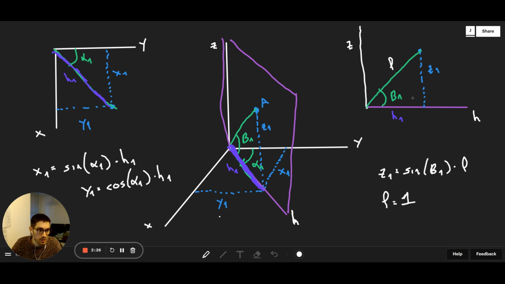Now, with all this data, we only need one more thing to do, and that is, let's say, what is h1? And h1 is the cosine of beta 1 times L. Cool. We have all the data that we need to express the point in rectangular coordinates as functions of the spherical coordinates.